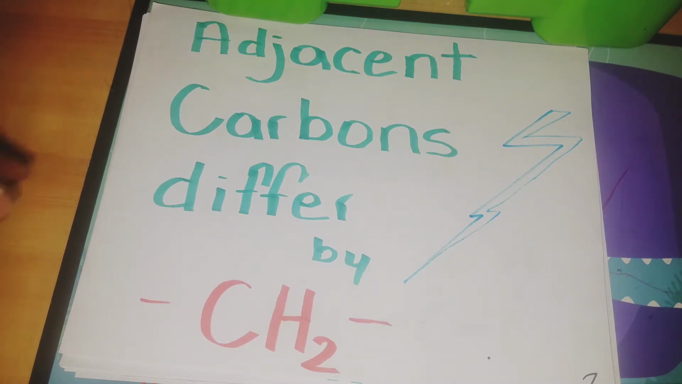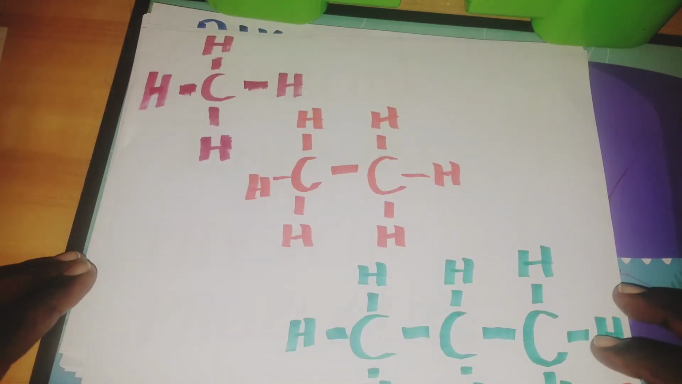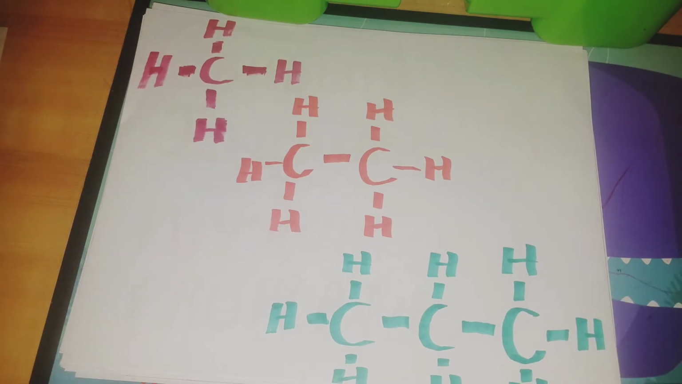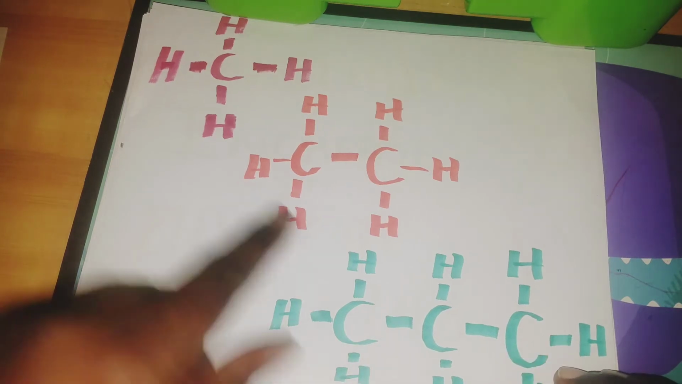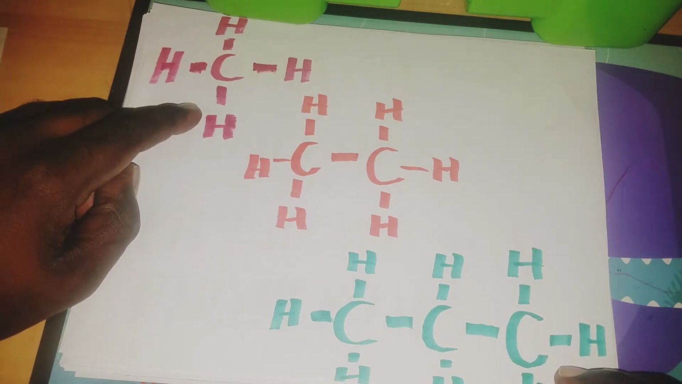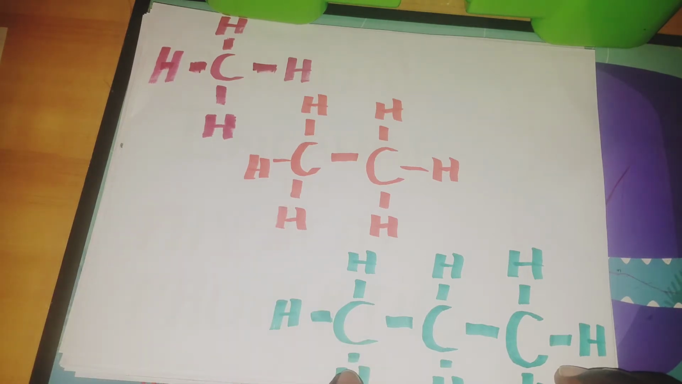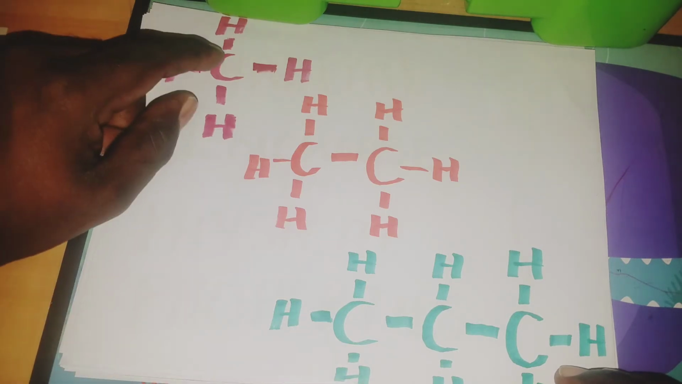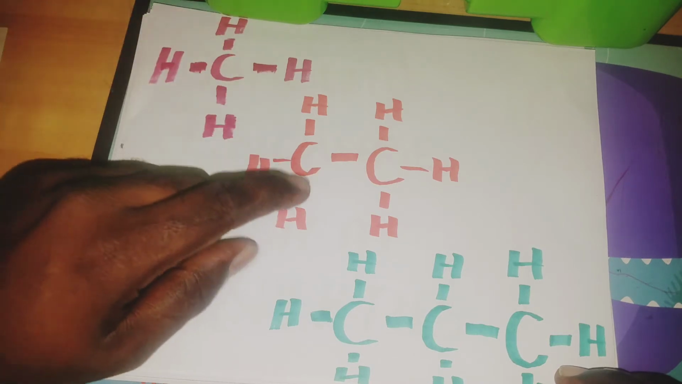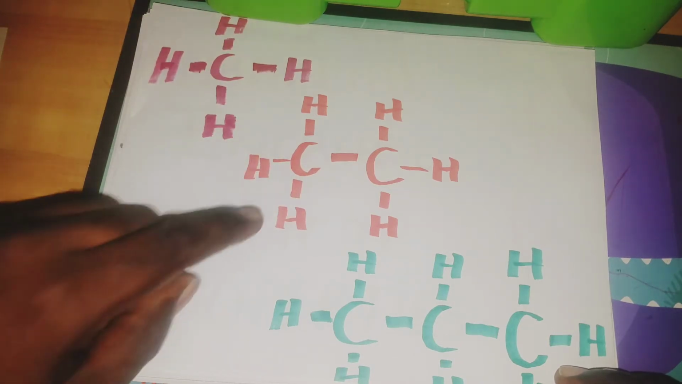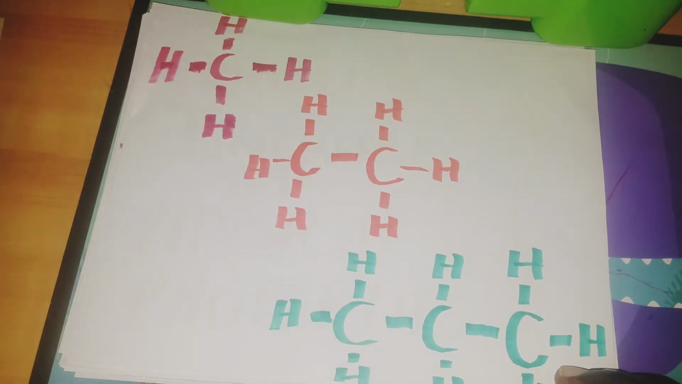Now, for you to understand this, I'm going to show you an example of what I'm talking about. We're going to be looking at the first three alkanes. You have methane, ethane, and propane. The molecular formula of methane is CH4, the molecular formula of ethane is C2H6, and propane is C3H8. Now, if you were to subtract the molecular formula of methane from ethane, you would get CH2. And if you subtract the molecular formula of ethane from propane, you would also get CH2.